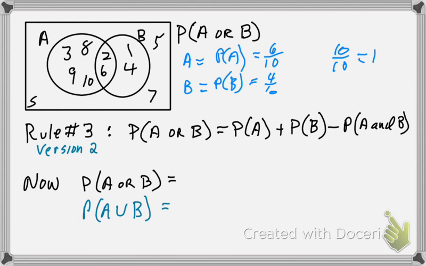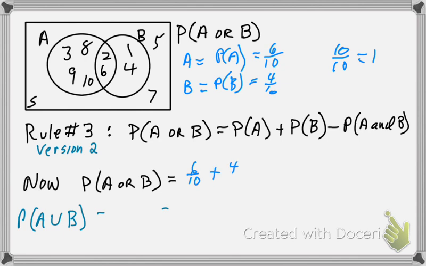We just want it in there once. So going back to this rule then, version 2, it's going to be the probability of A, which is what? We said 6 out of 10. Plus the probability of B, 4 out of 10, minus the probability of the overlap. So 2 out of 10.